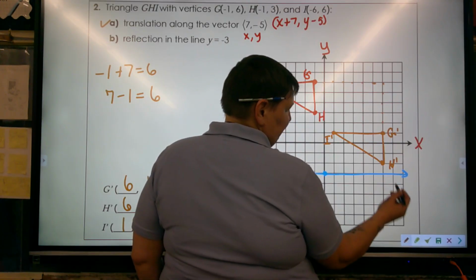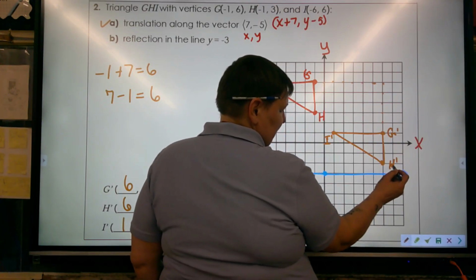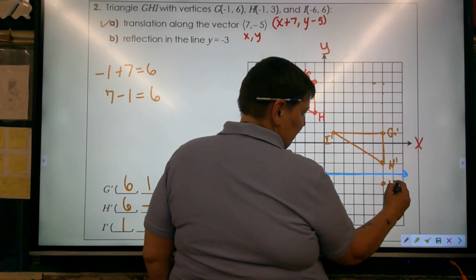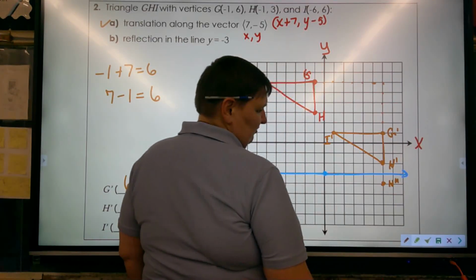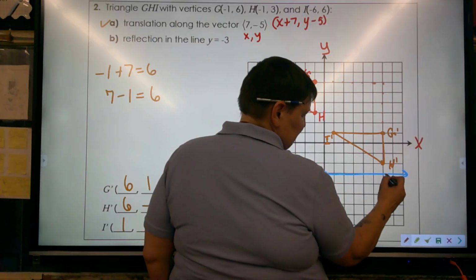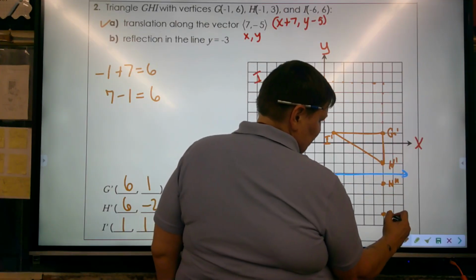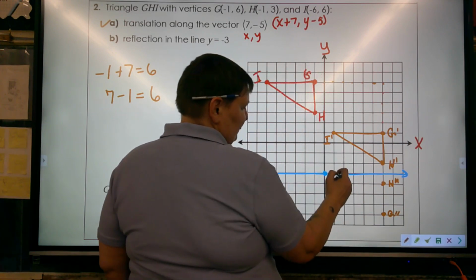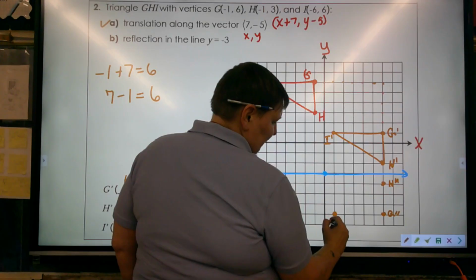Right? So, if H prime is 1 above, then H prime prime is 1 below. And then G is 4 above, so we're going to go 4 below for G prime prime. And I is 4 above, so we're going to go 4 below for I prime prime.